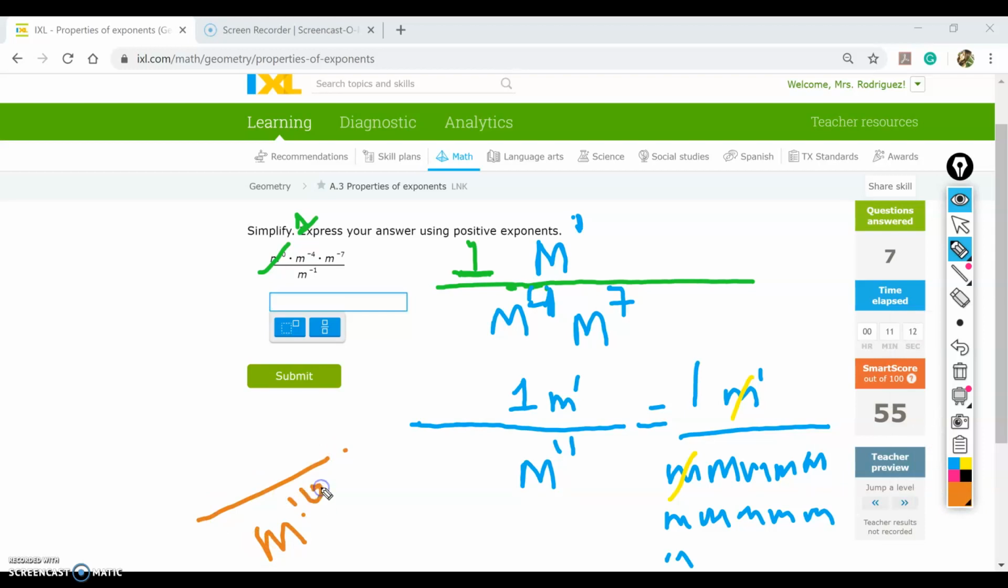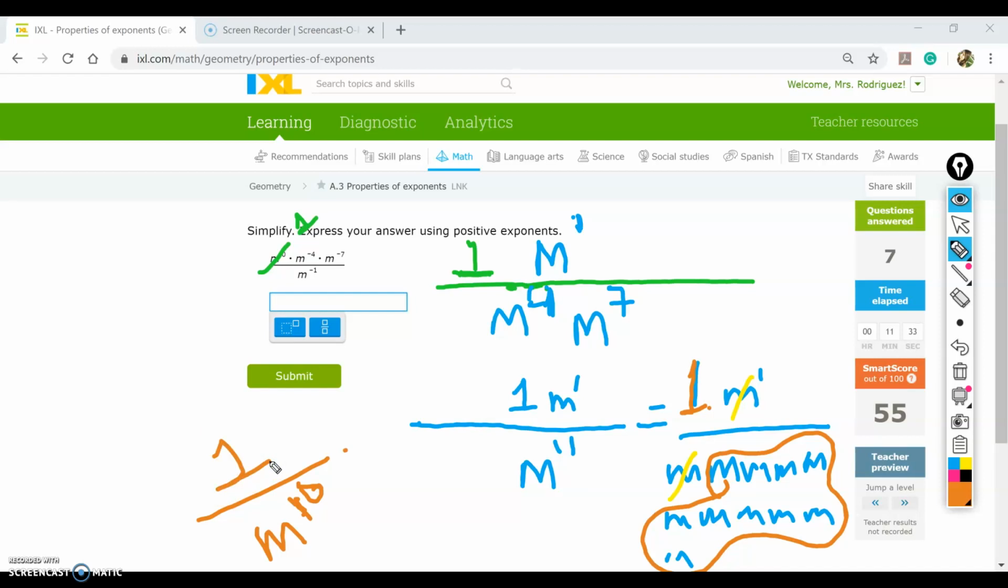Look where I'm writing the m to the power of 10. I'm writing it on the denominator because that is where I have all of them left. I don't have it on the top. I have them on the bottom. That's why I'm writing on the bottom. Now, what is the only thing I have left on the top? Yes, I have a 1. So that would be my answer. 1m to the power of 10.